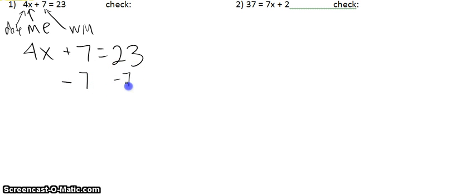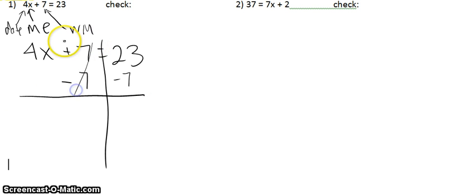And don't forget, you have to do whatever you do to one side of the equation to the other as well to keep those sides balanced. So now I've gotten rid of my wingman, and I just have me and the date left in the car. And over here I have 23 minus 7, which will give me 16. Now right now my date is the 4, and it's being multiplied by me. So I need to undo that multiplication with division.